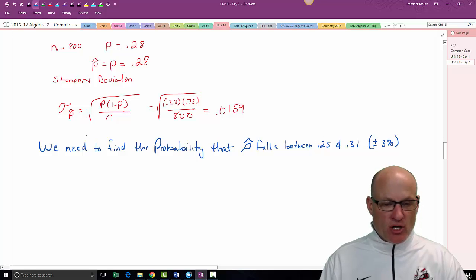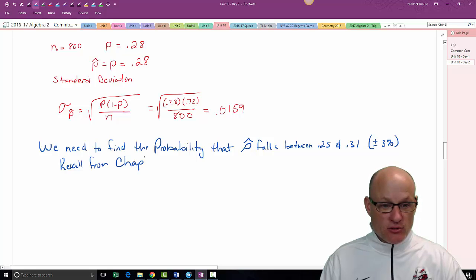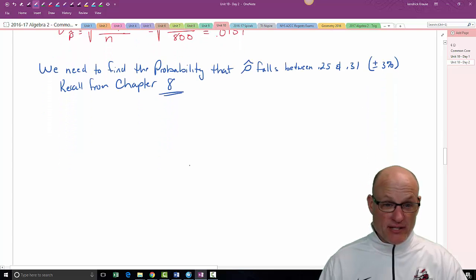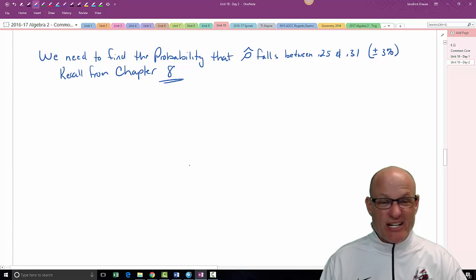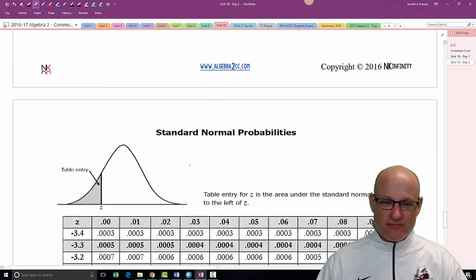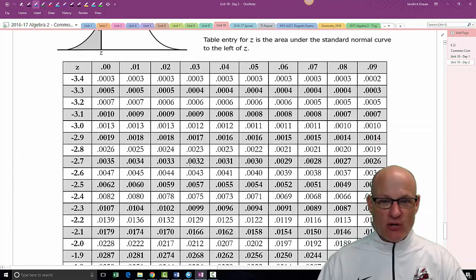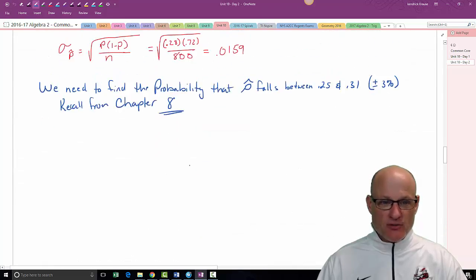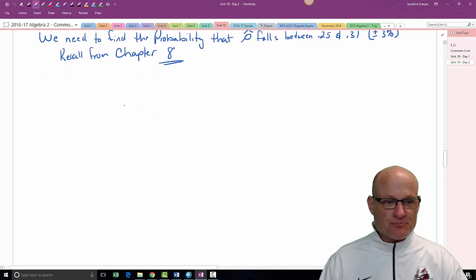So we need to recall from chapter 8. That's why we probably should have done this right afterwards, but that's all right. It's a good review of chapter 8. We need to come up with some z-scores because we're going to have to use our z-score table. So we're going to do 2 examples with this. So first things first, we're going to create our z-score.